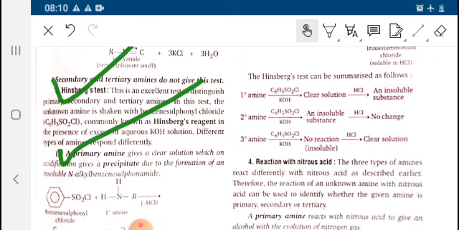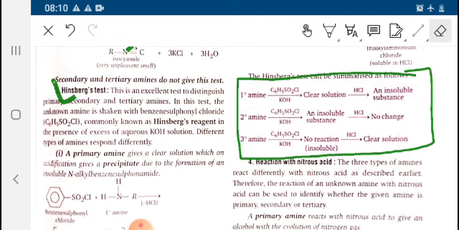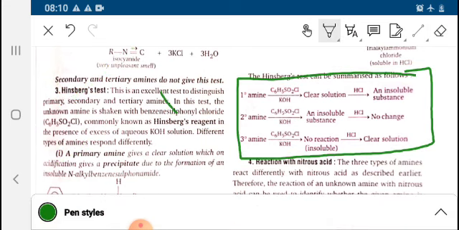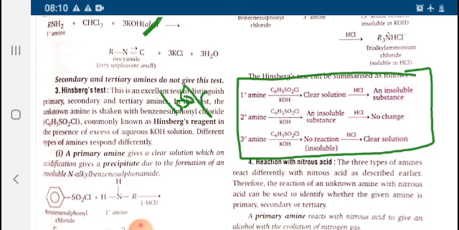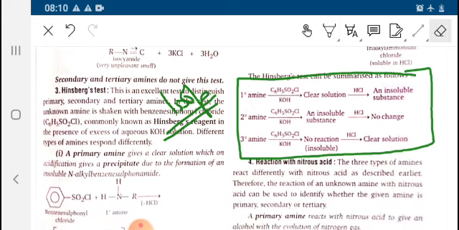Here you can see the summary of the 1-degree, 2-degree, 3-degree amine. This is the summary, which is very important. So this chart is to be remembered for the board exams. 1-degree amine will give a clear solution, 2-degree amine will give an insoluble substance, 3-degree amine gives no reaction with benzene sulfonyl chloride. Further, on reaction with HCl we are observing several changes.